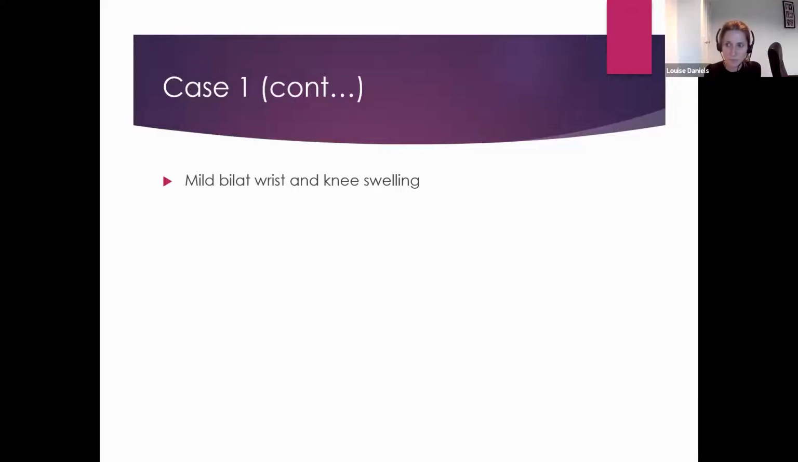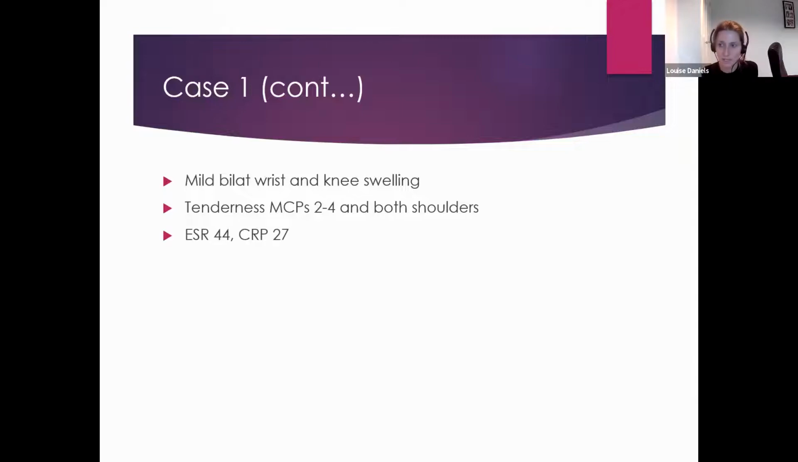Examining her, her hands didn't look too bad. She had a little bit of mild bilateral wrist and knee swelling, but was tender across her MCPs and also tender in both shoulders. So she's got a symmetrical pattern of joint involvement, so feeling a little bit more suspicious that this perhaps might be inflammatory. Her inflammatory markers are up a little bit. She's got an ESR of 44. It's not hugely elevated, but it's up a bit, with the CRP.